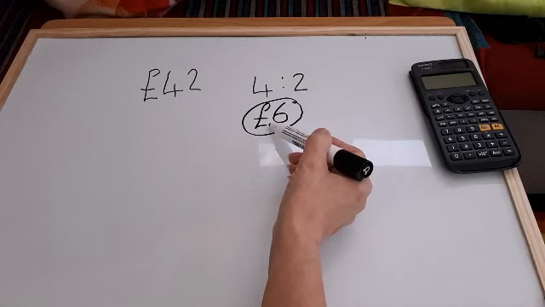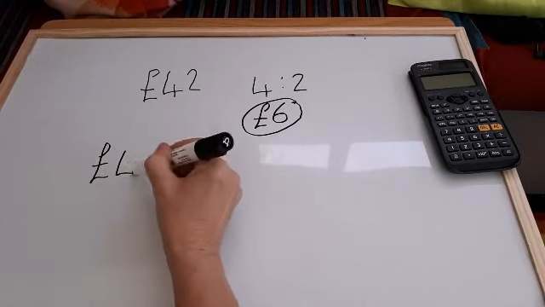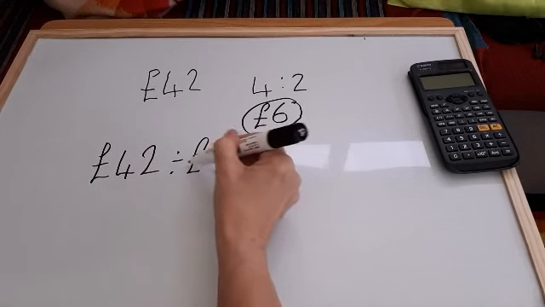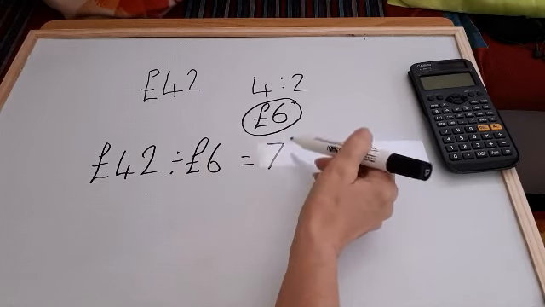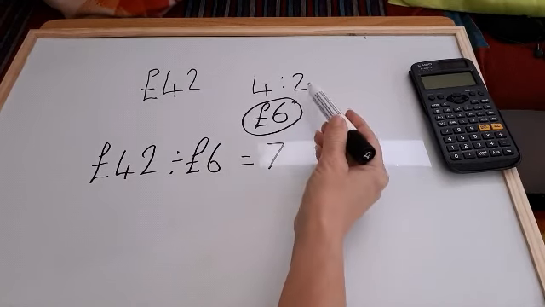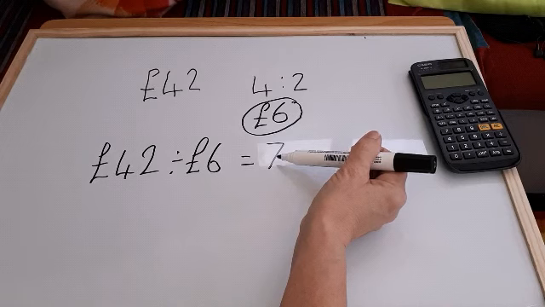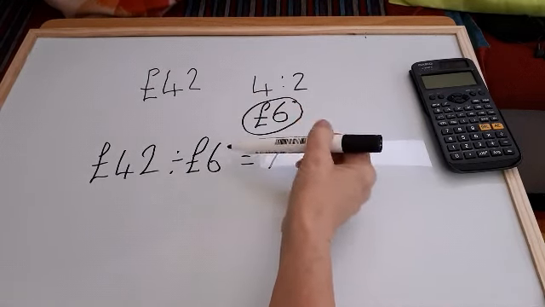What we do then is we get our £42 and we divide it by the £6, and that gives us an answer of 7. In other words, we can repeat this ratio 7 times. What we do then is we share the actual money out with the persons involved, 2 people.